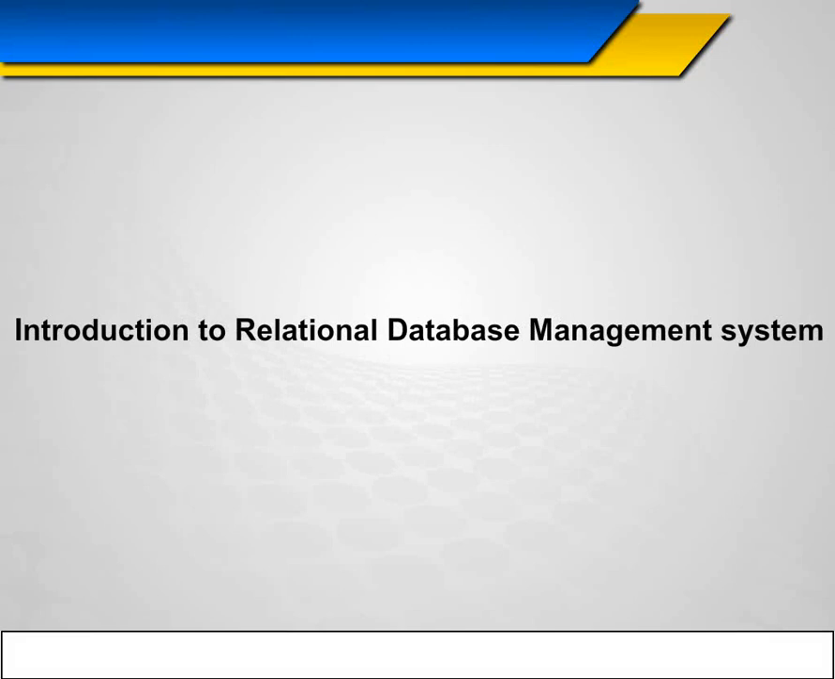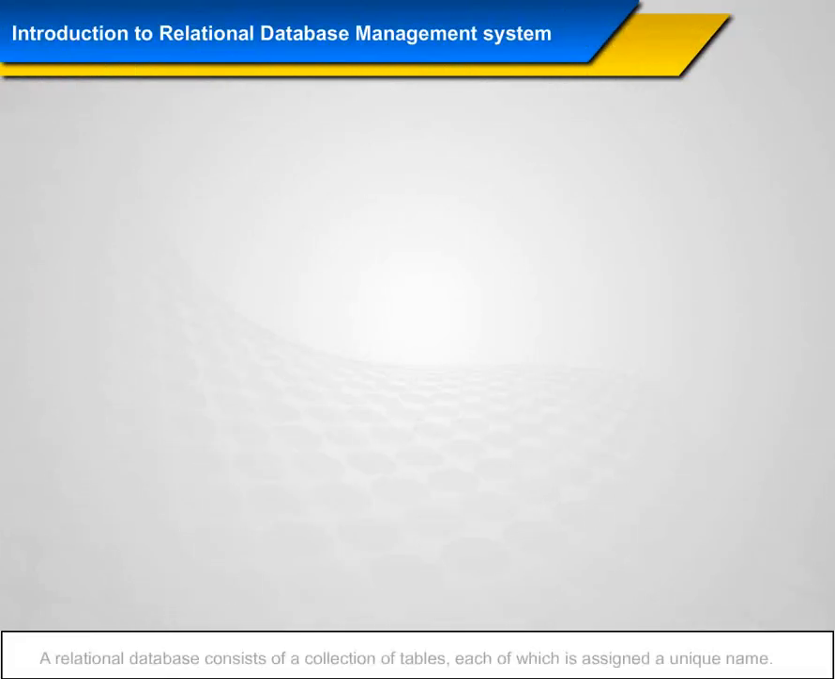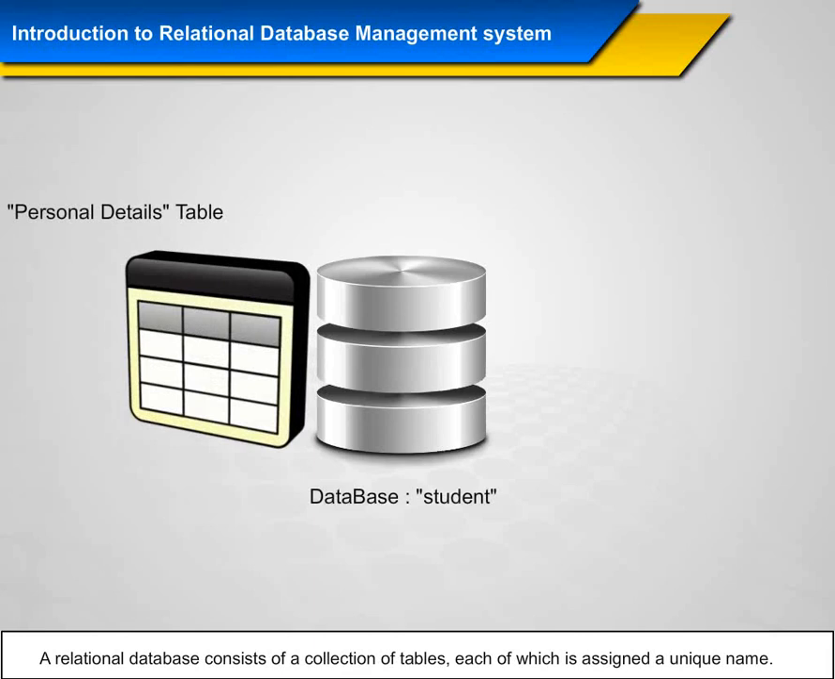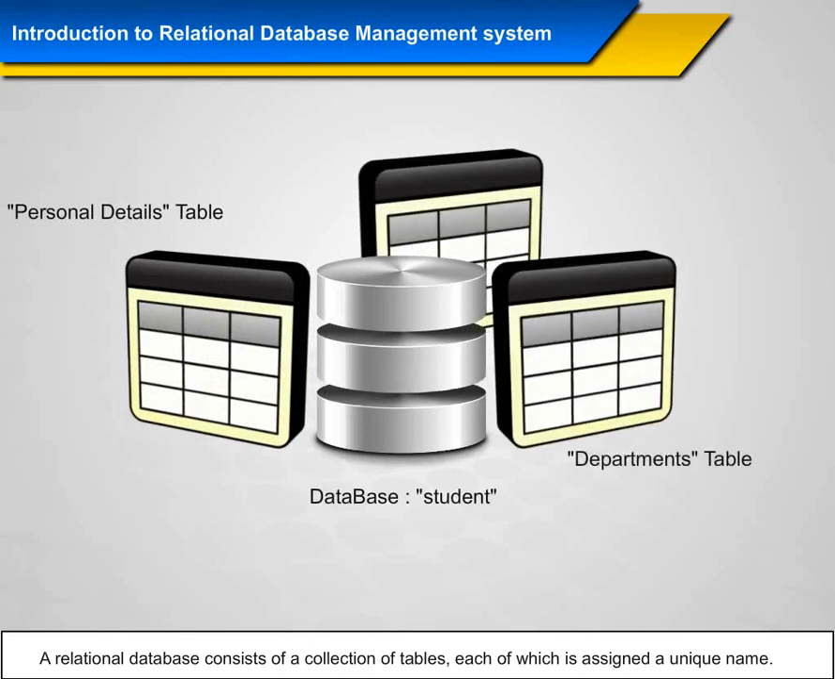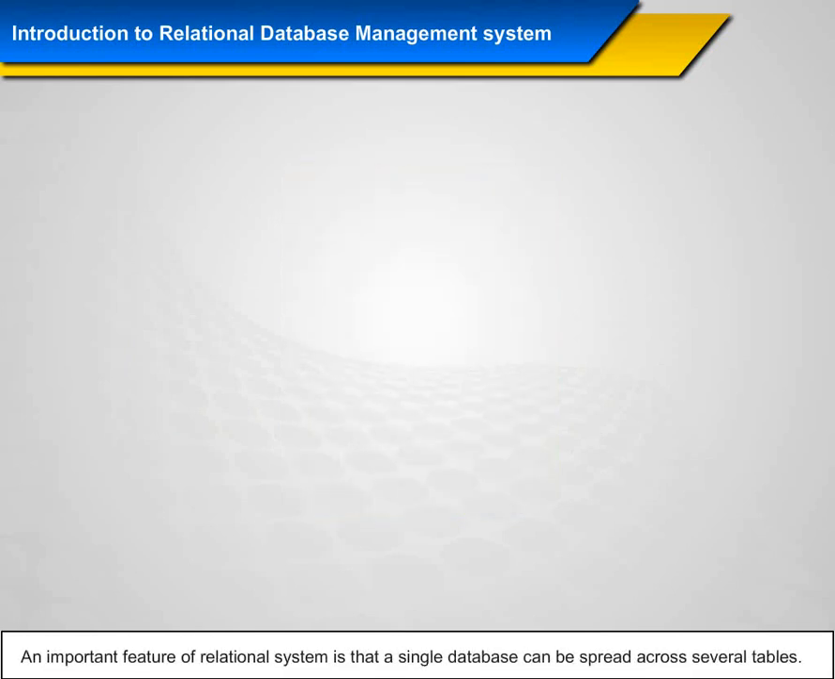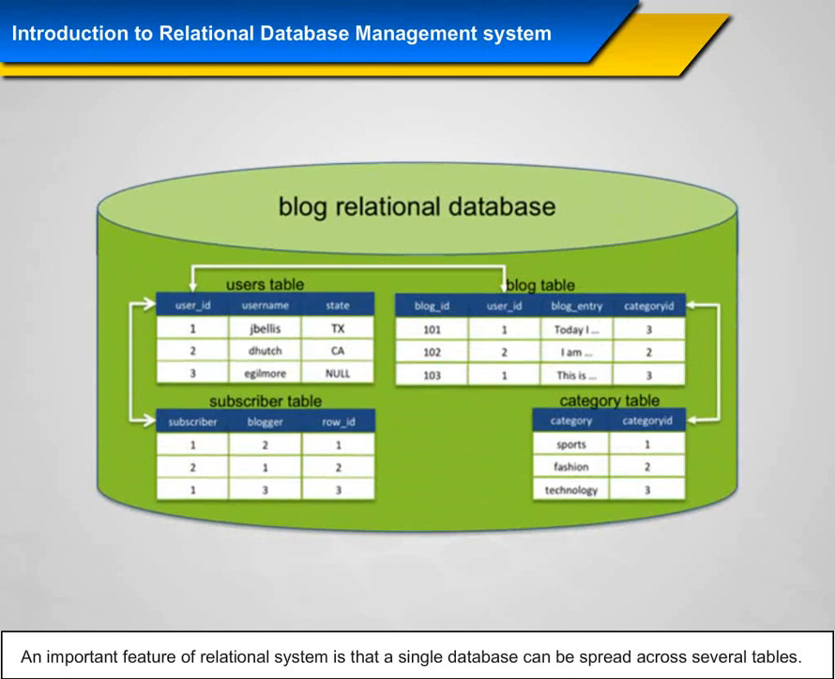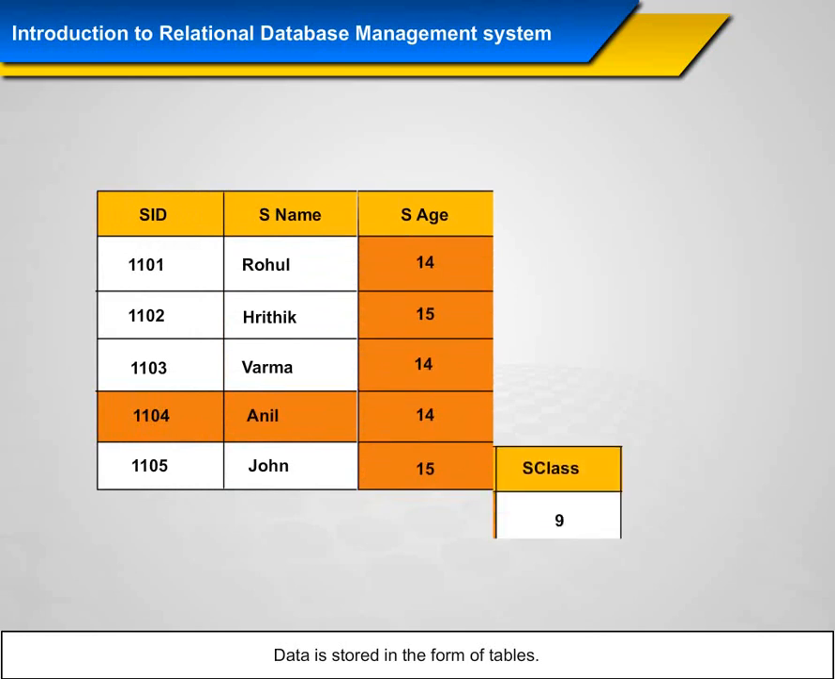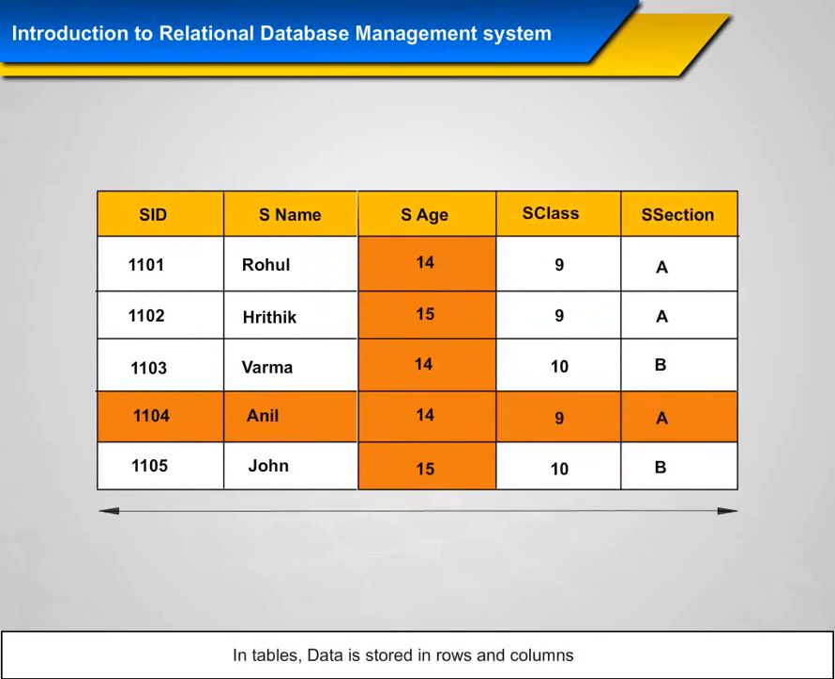Introduction to Relational Database Management System. A relational database consists of a collection of tables, each of which is assigned a unique name. The relational model is the most successful model of all the three models designed by E.F. Codd. An important feature of relational system is that a single database can be spread across several tables. Data is stored in the form of tables. In tables, data is stored in rows and columns.